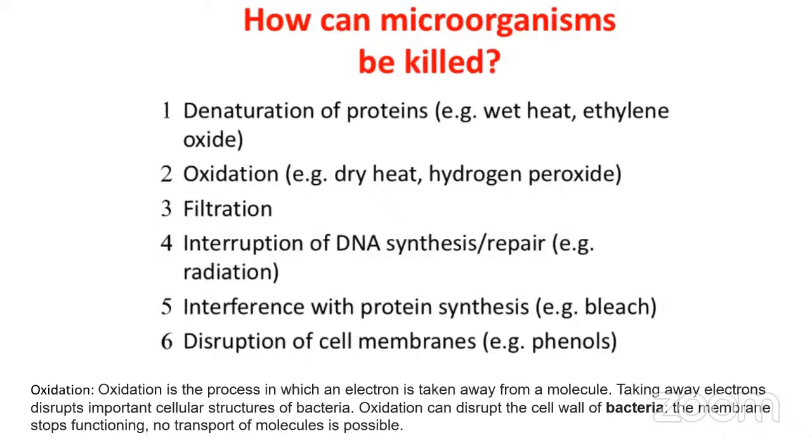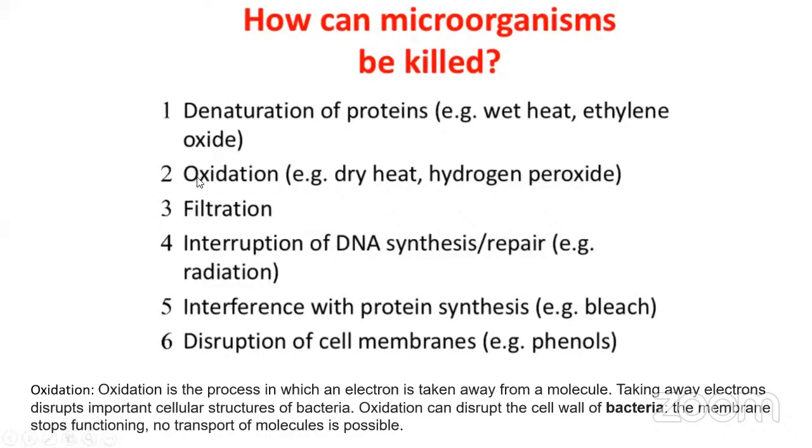But how does sterilization kill microorganisms? There are several ways by which sterilization can kill microorganisms. Some of the ways are that the sterilization process can denature protein. We all know that proteins are the functional unit of cells. So when there is denaturation of protein, that means the proteins are not functional, and then microorganisms will be killed.